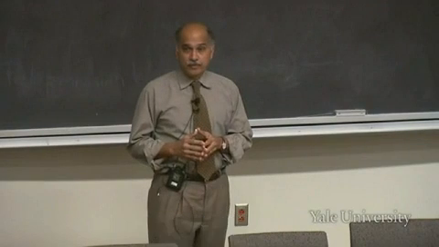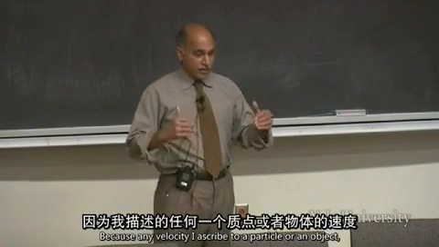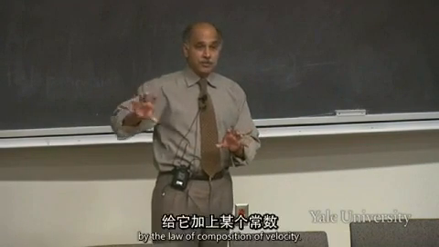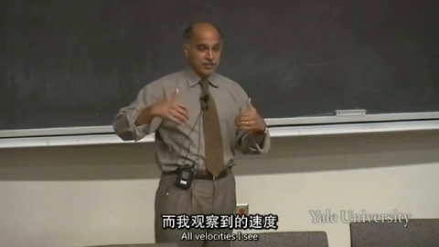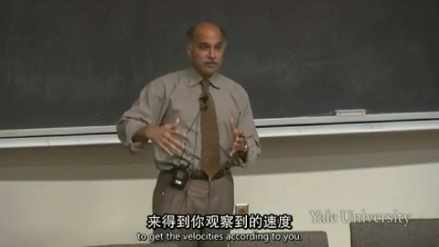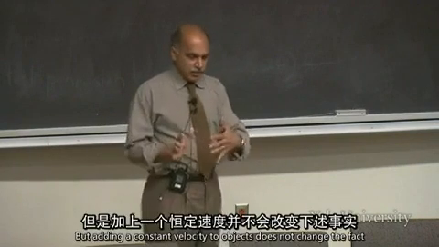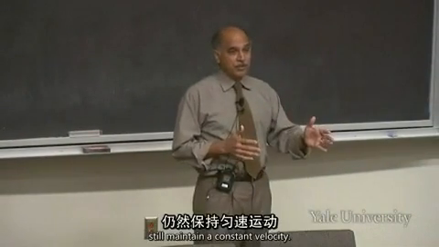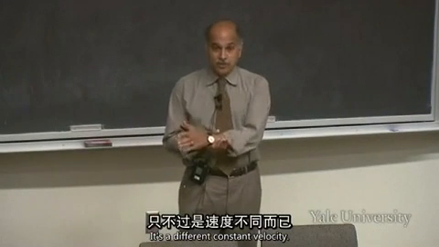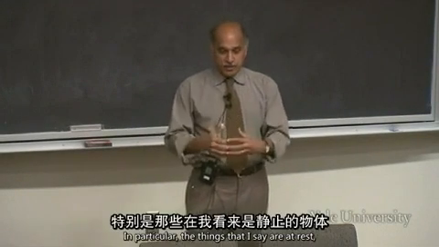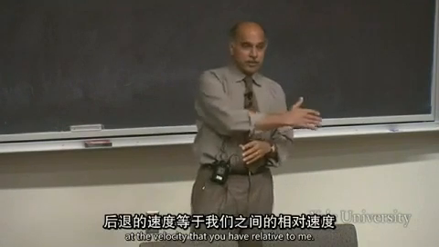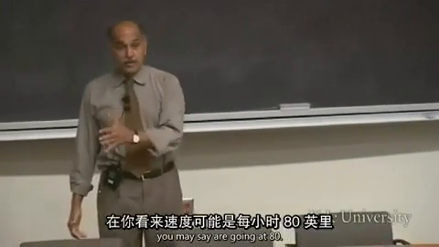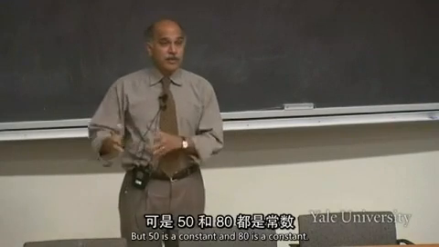Why? Because any velocity I ascribe to a particle or an object, you will add a certain constant to it by the law of composition of velocities, right? All velocities I see, you will add a certain number to get the velocities according to you. But adding a constant velocity to objects does not change the fact that those which were maintaining constant velocity still maintain a constant velocity. It's a different constant velocity. In particular, things that I say are at rest, you will say are moving backwards at the velocity that you had relative to me. Things that I say are going at 50 miles per hour, you may say are going at 80. But 50 is a constant and 80 is a constant.